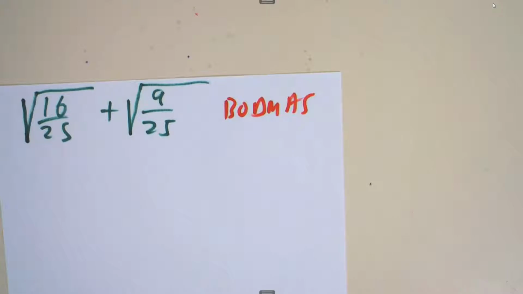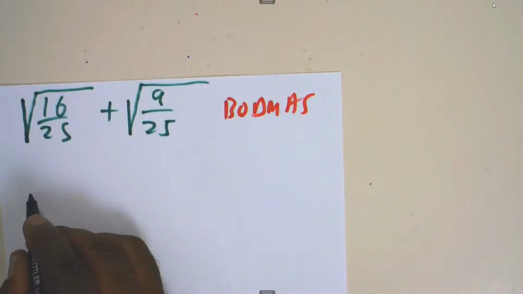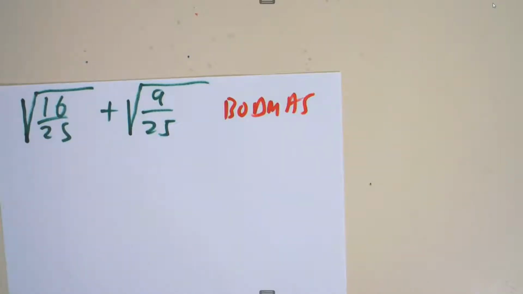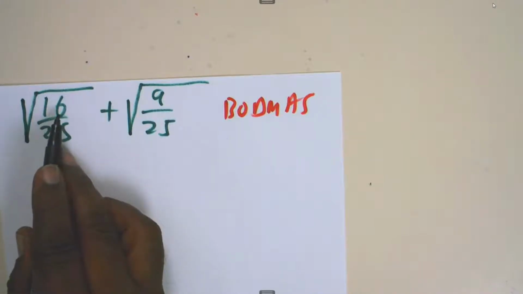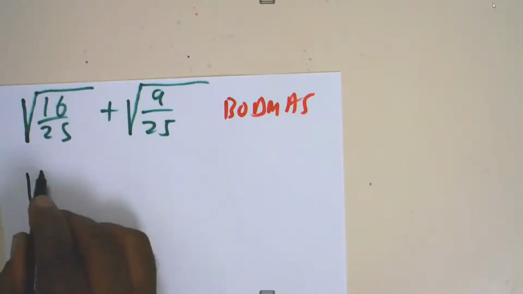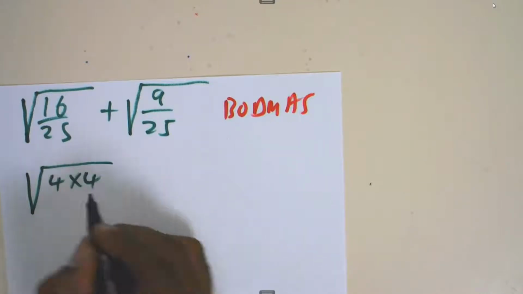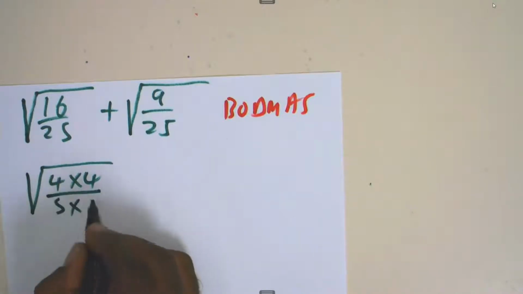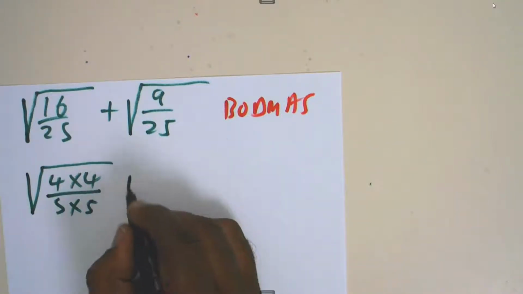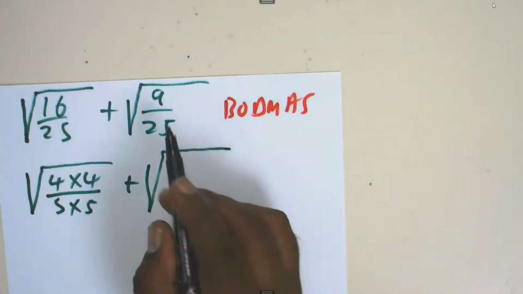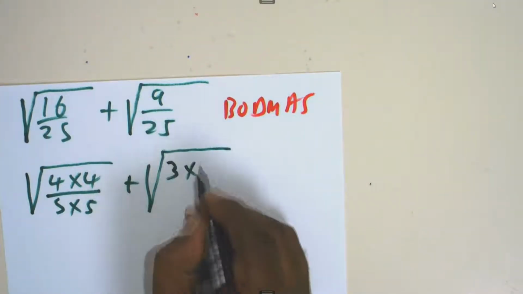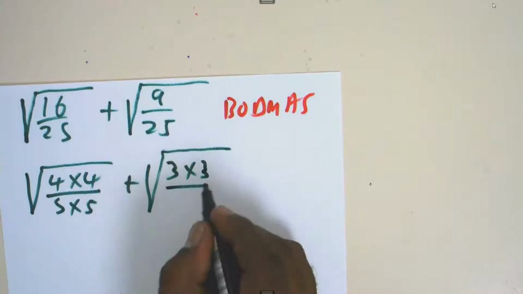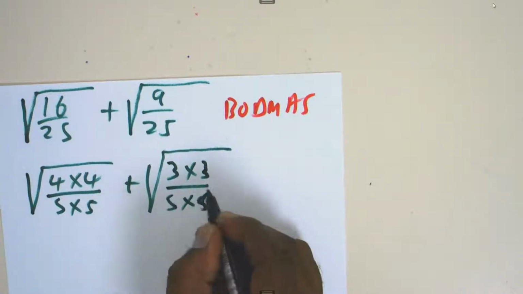Now the square root, when they say the square root, they are looking for the twins. Which twins make 16? 4 and a 4. Which twins make 25? 5 and a 5. Plus, which twins gives you 9? 3 and a 3. And which twins gives you 25? It's 5 and a 5.